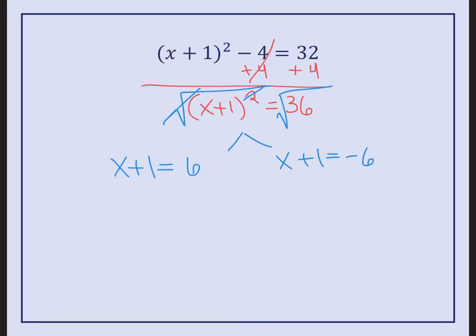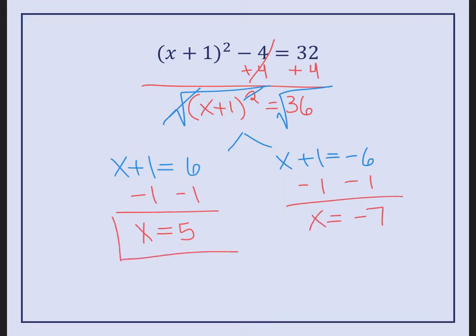Inverse of adding 1 is going to be subtracting 1 from both sides. We have x equals 5, and we have x equals negative 7. So my two answers are 5 and negative 7. We should plug our answers in to make sure they are correct, and both of these answers will make this equation true.